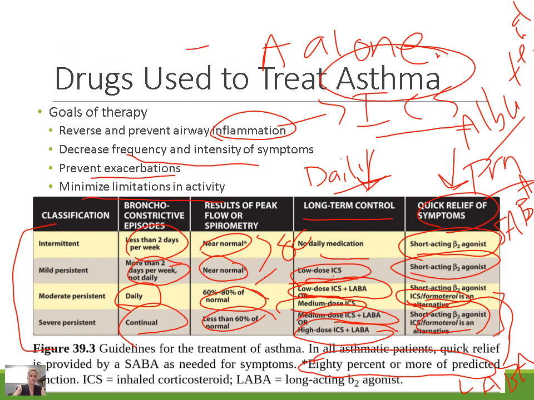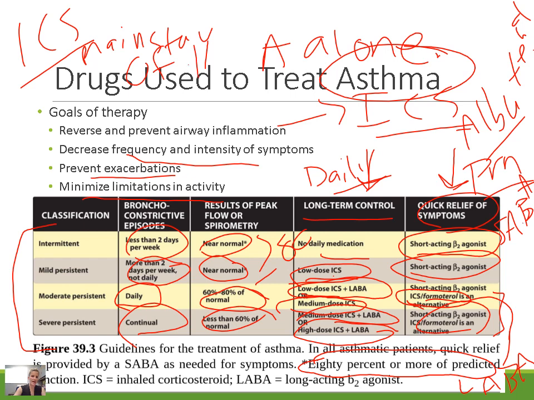Okay, inhaled corticosteroids are the mainstay of asthma treatment. This differs from COPD. Okay, we'll see that in COPD we can give patients long-acting beta agonists by themselves, and that's okay, but that is not the case with asthma. Okay, very, very important.